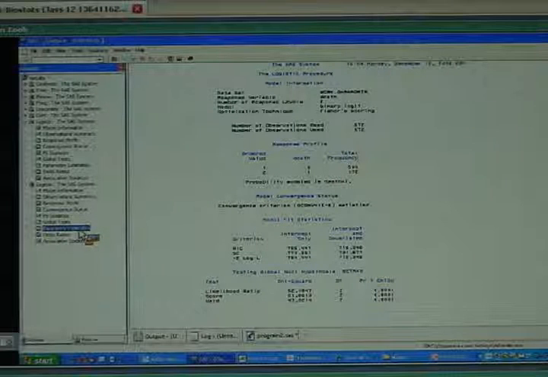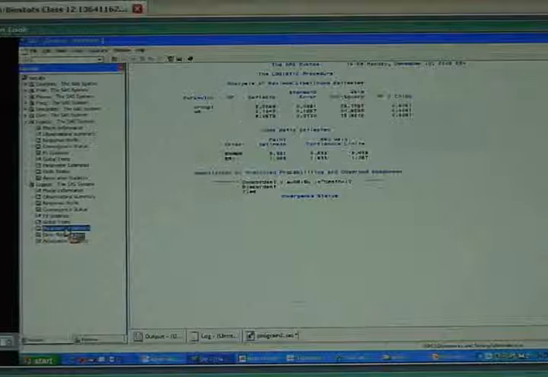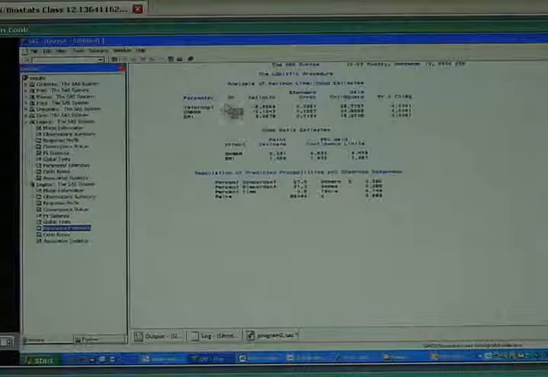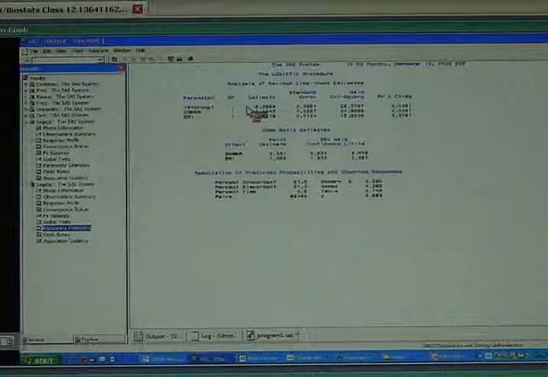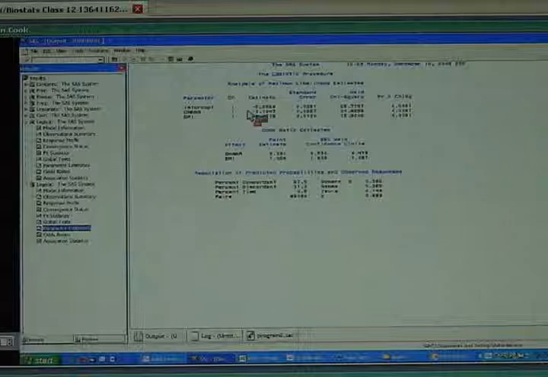But let's look at the fitted model. Let's look at the parameter estimates. So I'll click on that. Click again. There we go. Here's our final model. It says your log odds of dying is -2.3.